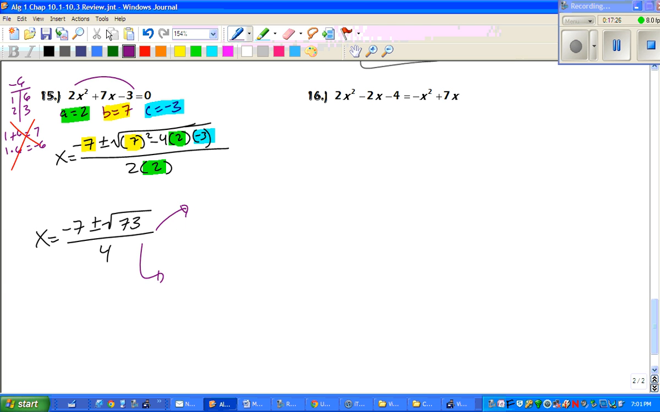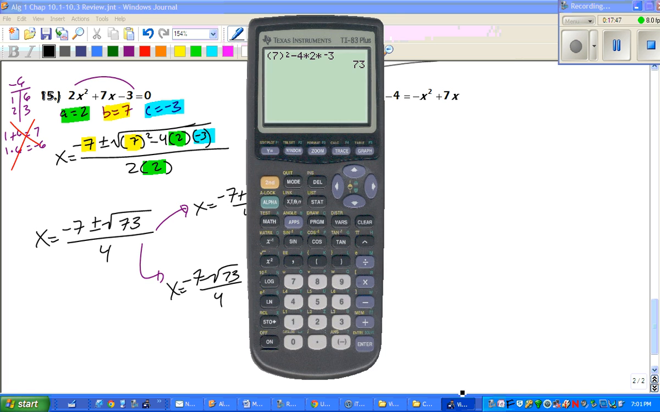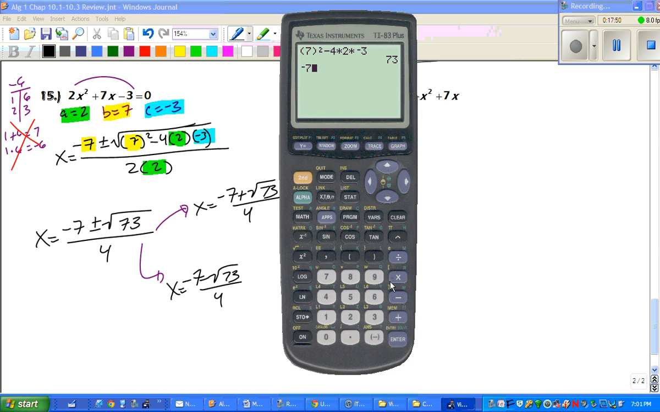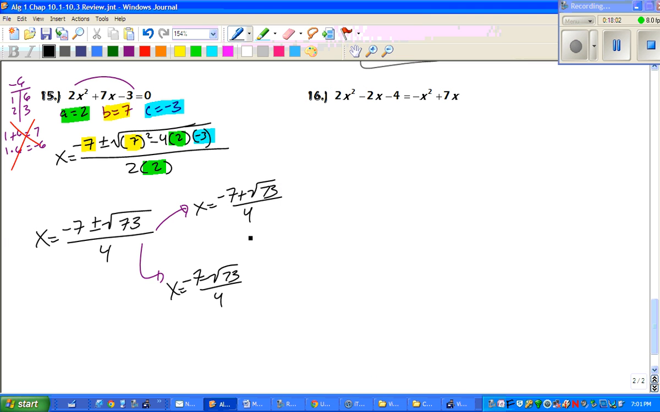And now we have to break it down into the two problems. So we've got the plus the square root of 73 over 4 and the minus the square root of 73 over 4. Alright, and when we do that, let's find out what we get. So we're just going to do the top plus the square root of 73. That gives us 1.54, and then we have to divide that by 4. Okay? And if you need to round it, that turns into 0.39.